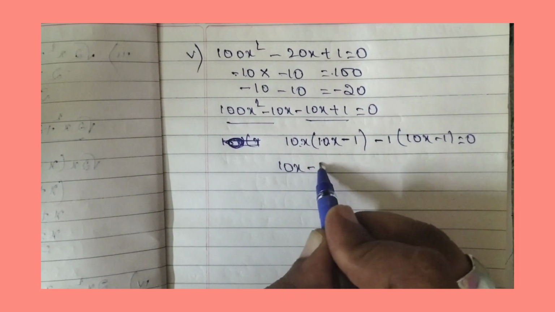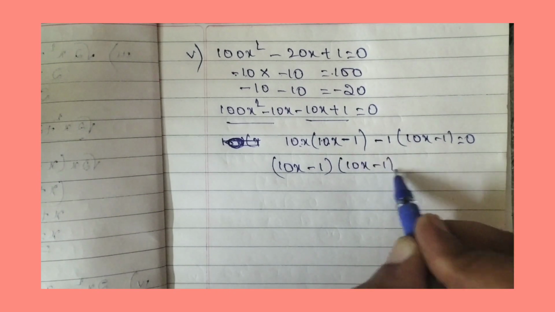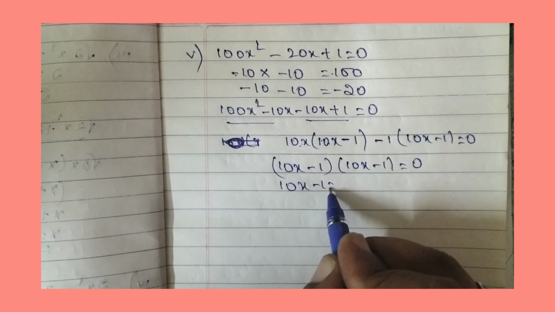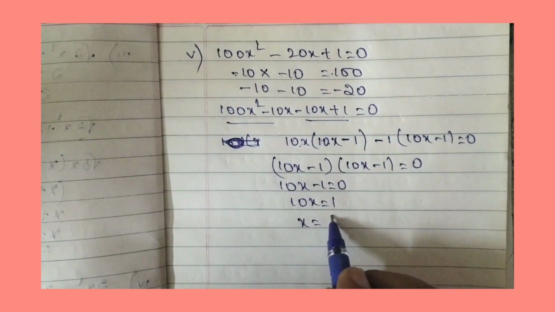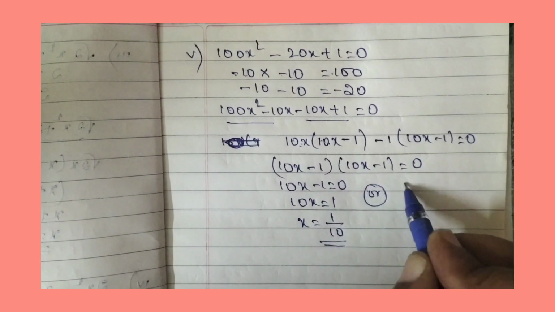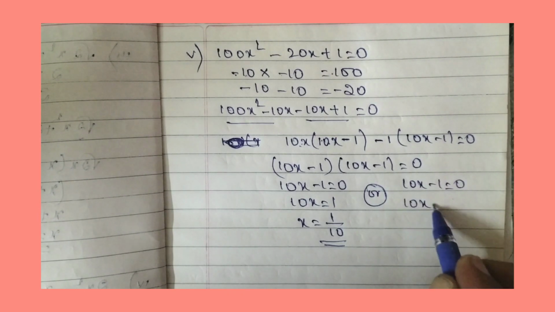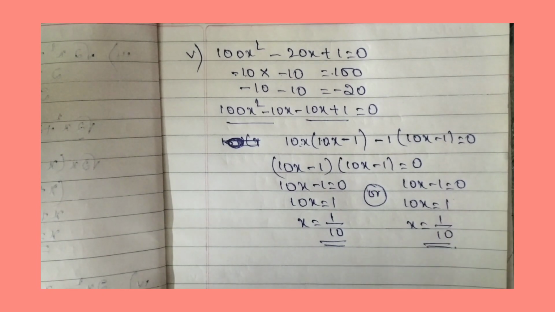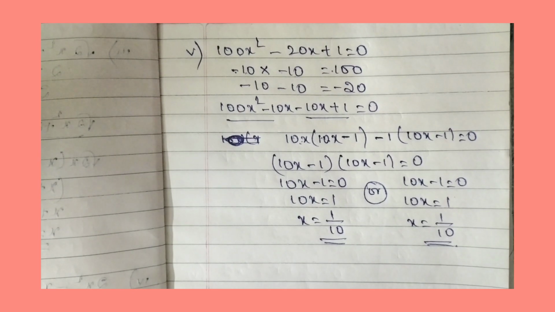So what is common to both? 10x − 1, and what is remaining? 10x − 1 = 0. So 10x − 1 = 0, 10x = 1, x = 1/10. Again 10x − 1 = 0, 10x = 1, x = 1/10. So like this we have to solve the given quadratic equation.